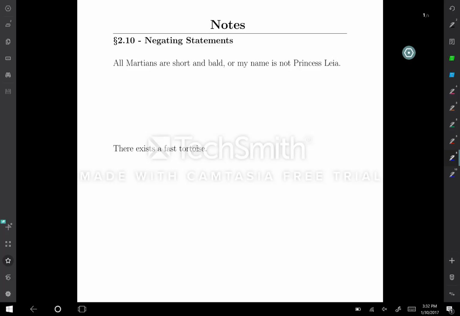Welcome. In this mini lecture, we're going to cover the key ideas from sections 2.10 and 2.11. We're going to begin in section 2.10 with negating statements.